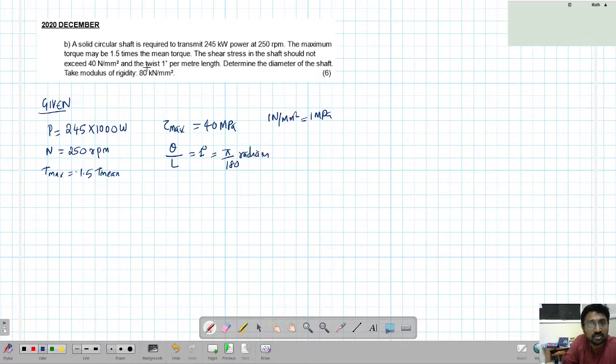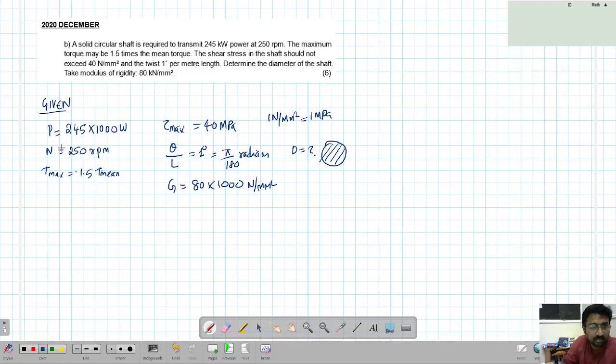So theta by L, twist per unit length. I think in the previous question which I have done, they have given the twist and length separately. So now we have to do theta by L to find the twist per unit length. Determine the diameter of the shaft. If the modulus of rigidity G is 80 kilonewton, that means 80 into 1000 Newton per mm square. It is same as 80 into 1000 MPa. So you have to find the diameter of the shaft. It's a solid shaft. So this is the conditions.